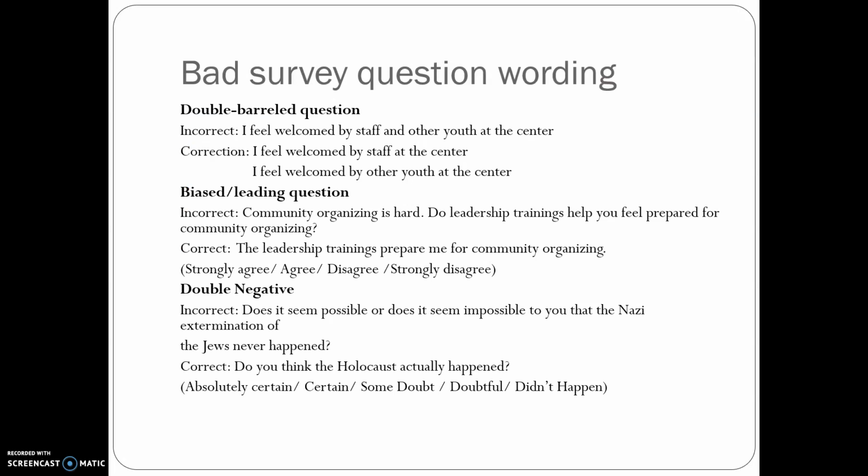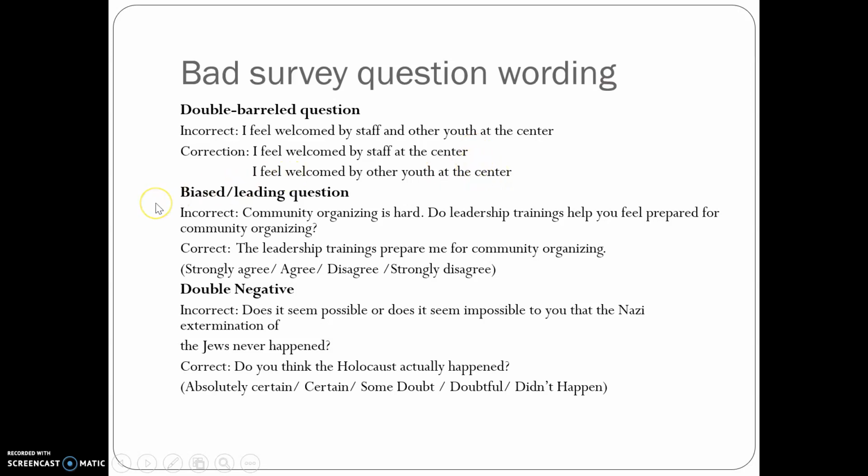Bad survey question writing. We can look at 3 different types of problems related to writing survey questions. The first one is the double-barreled question. "I feel welcomed by staff and other youth at the center." The problem with that statement is that you're looking at 2 different types of questions: welcomed by the staff and welcomed by the other youth at the center. So if someone were to answer this question and they felt welcomed by the staff but not by the other youth at the center, they might not know how to adequately answer your question. So you should ask them as 2 separate questions because they are.